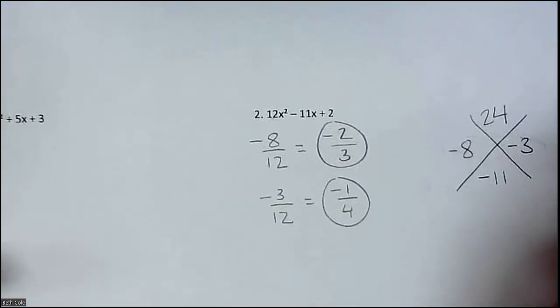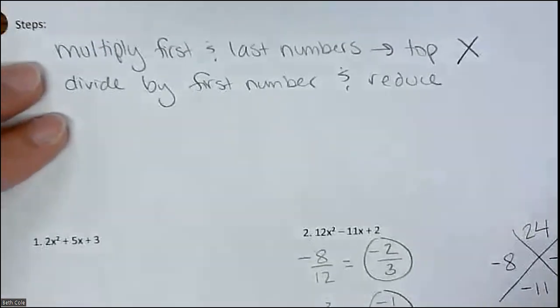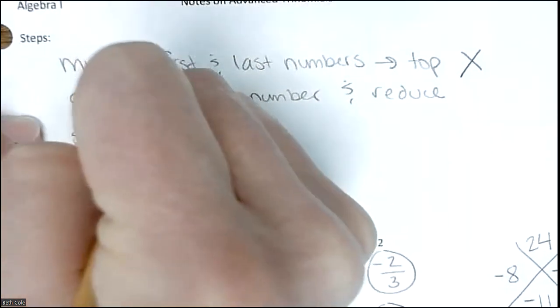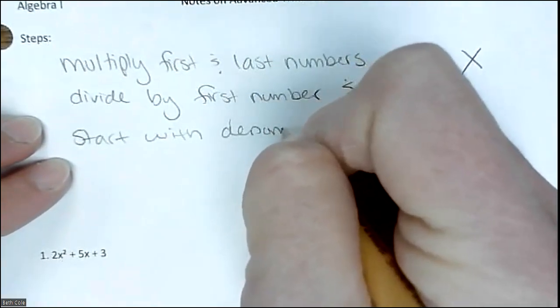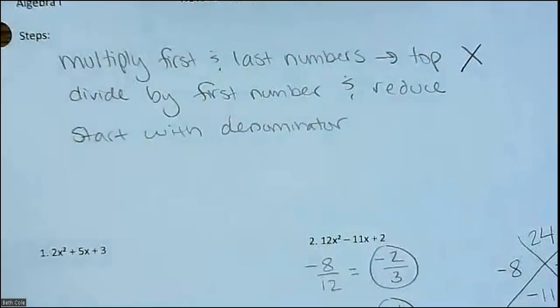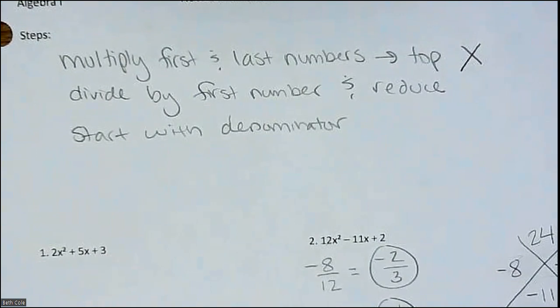And then here's your last step. I'm going back up to my steps here to write the answer. You're going to start with the denominator, which is which part of the fraction? The bottom part of the fraction. And then you just write the answer. I'm going to show you how it turns out. I'm just going to write the answer.